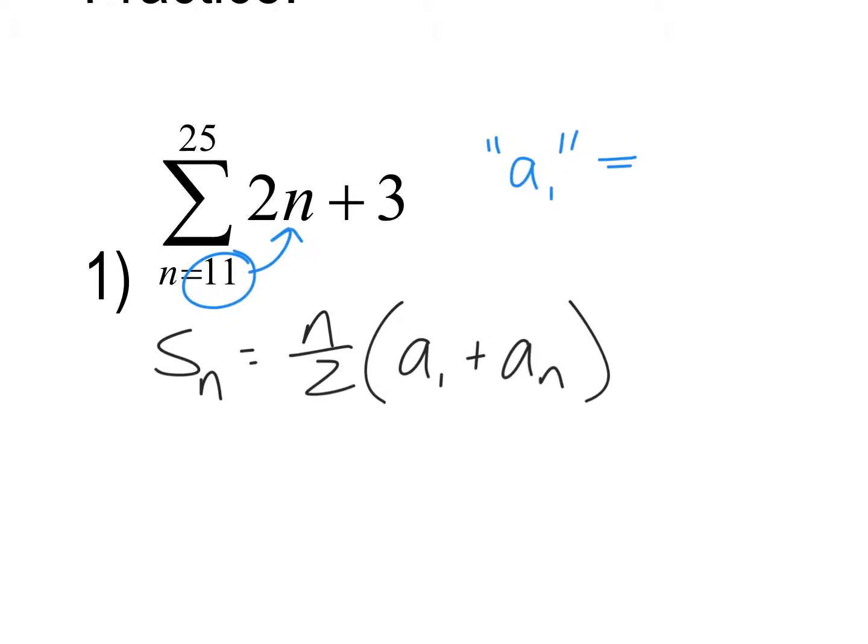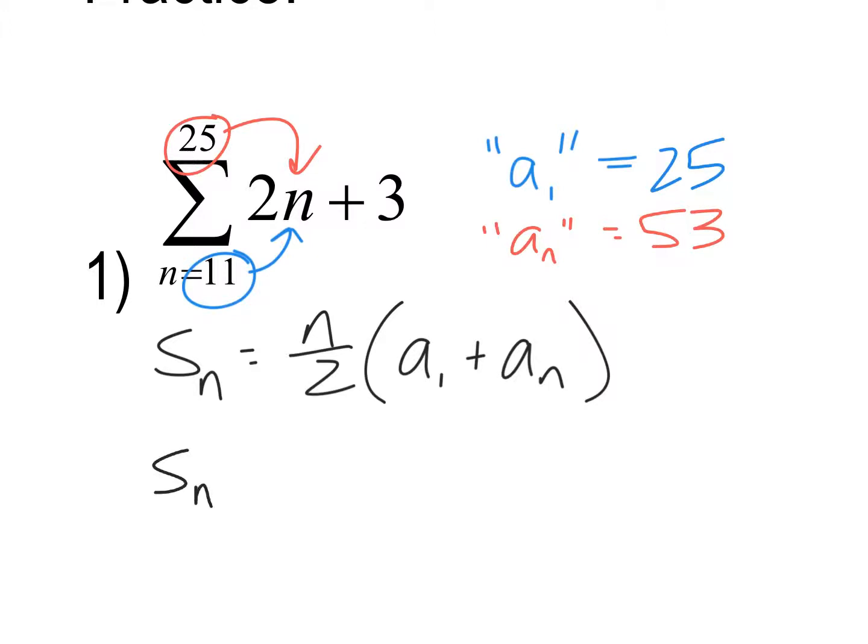When you plug in 11 there, you get 22 plus 3, which is 25. I'm going to do the same thing here with my ending term. My A sub n, which is where I'm ending, is when you plug in 25, you get 53. And 53, and that is what you're going to plug into the sum formula. So S sub n equals n over 2, plug in my 25 and my 53.